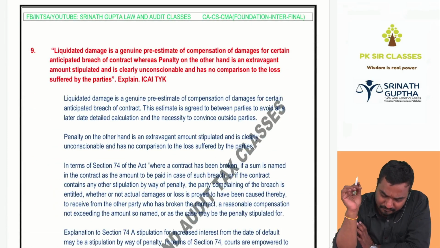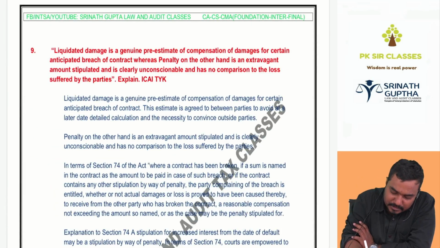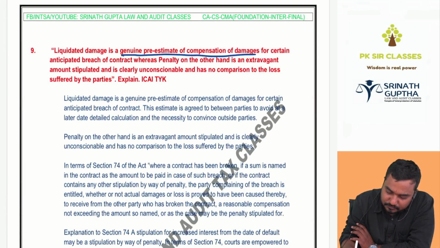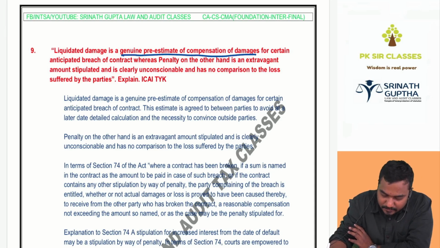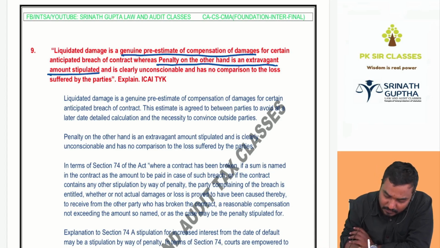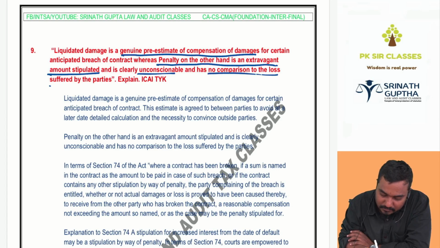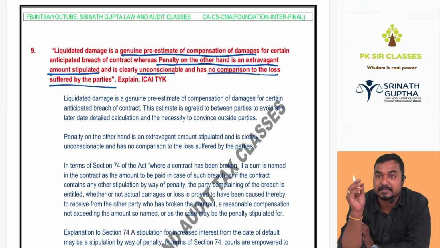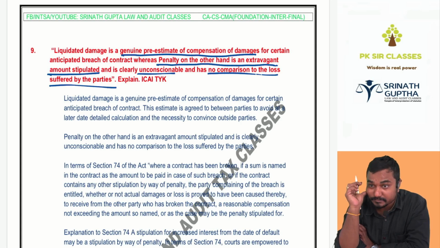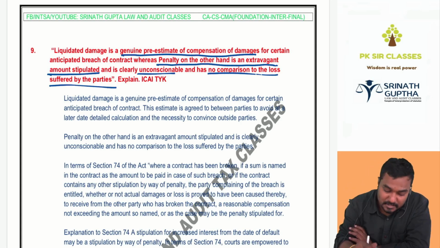Next question. Liquidated damages is a genuine pre-estimate of compensation for damages for certain anticipatory breach of contract, whereas penalty, on the other hand, is an extravagant amount, which is not reasonable in nature. Clearly, unconscionable penalty is not reasonable. Unconscionable means not reasonable, conscionable means reasonable, and no comparison to the amount of the loss suffered by parties. Explain. He is asking everything about liquidated damages and penalty.